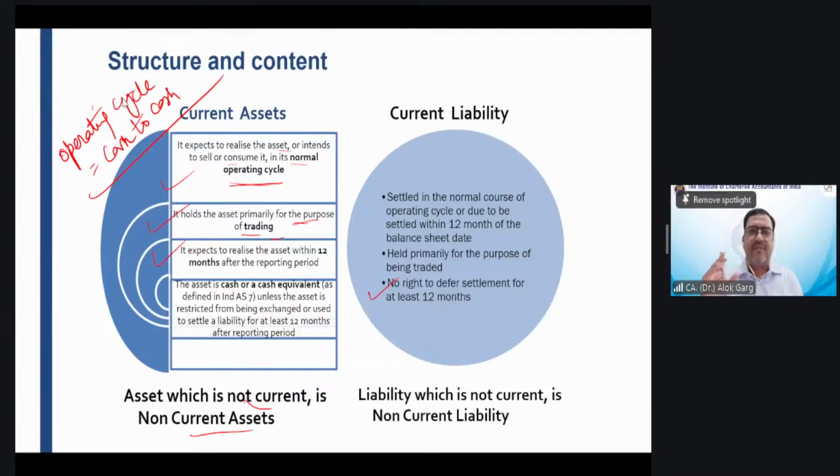On the liability side, I'll discuss more aspects. I have just touched upon, since Swanlata asked, how the electricity company shows it in their balance sheet. While no right to defer settlement for at least 12 months was there, it seems like a current liability, because whenever the customer comes, they have to refund, right?